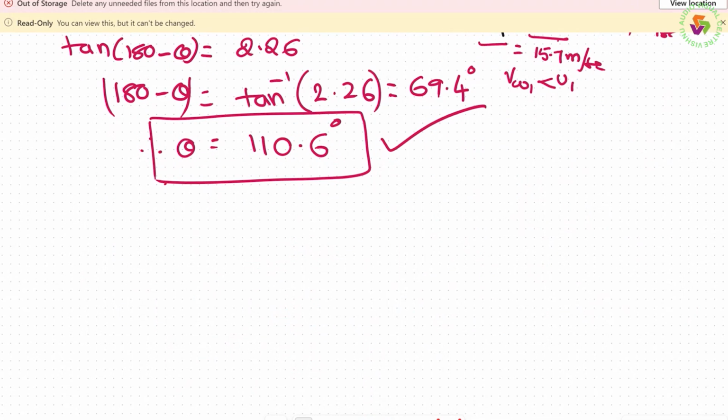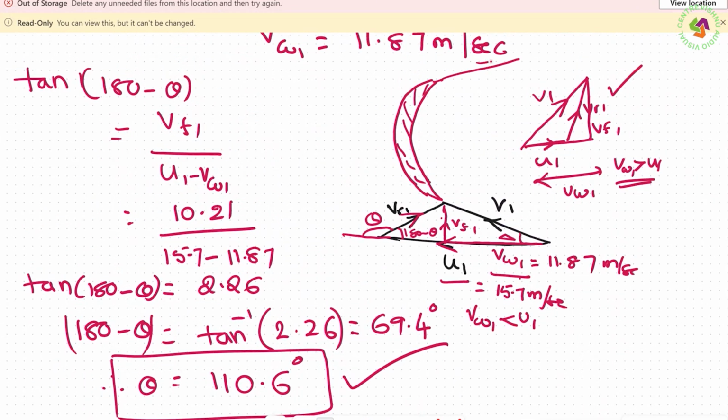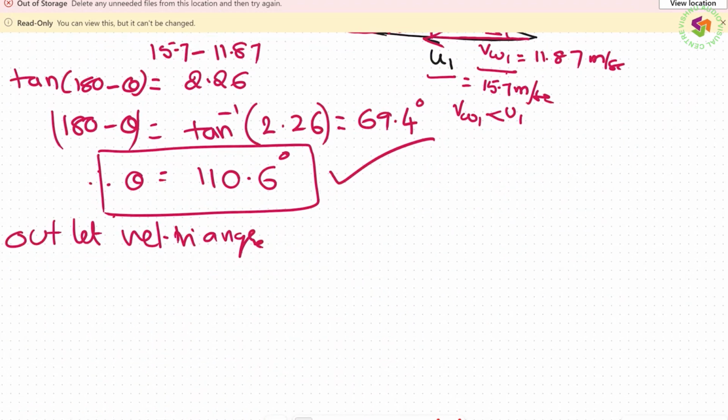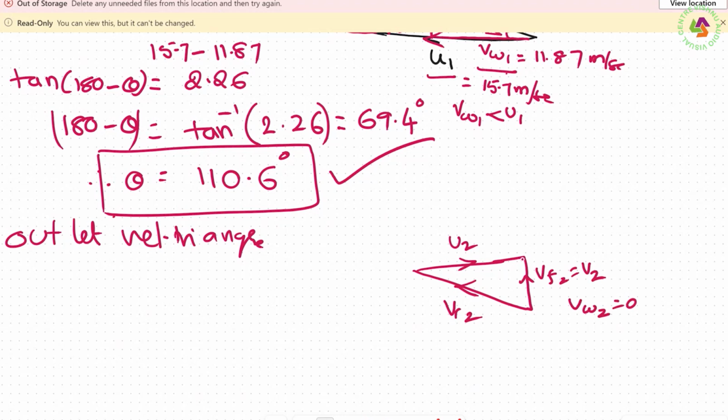Then coming to the outlet velocity triangle, they have already mentioned the triangle is in such a way that this is VR2, it will go like this, and this is U2, and this is VF2. In the outlet velocity triangle, whatever we draw, this is VR2, this is U2, and this is VF2, which is equal to V2, and VW2 is equal to 0, and this beta is equal to 90 degrees, and this is phi. So in the outlet velocity triangle, tan phi is equal to Vf2 divided by U2.